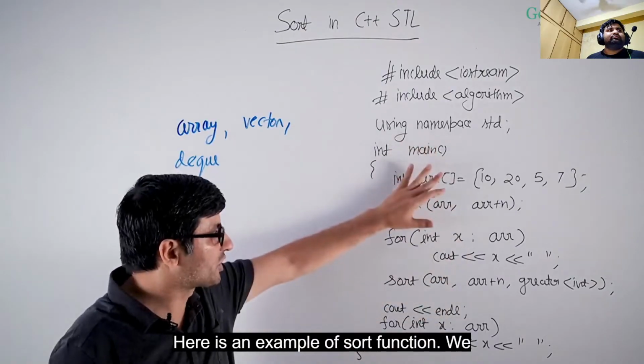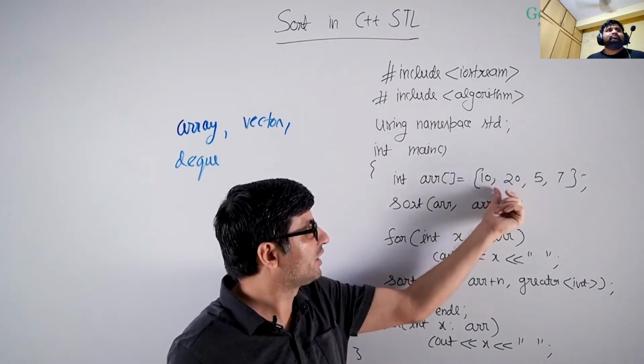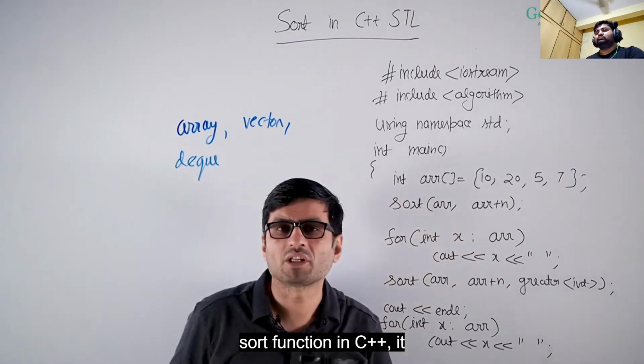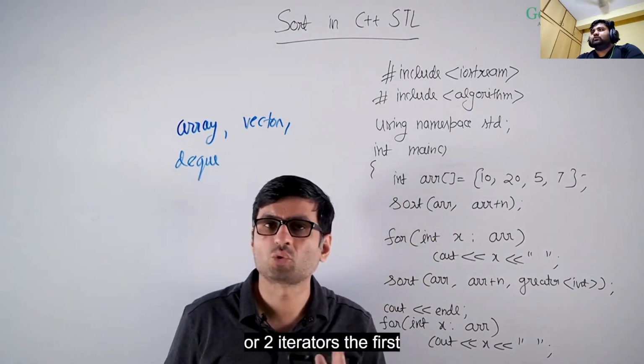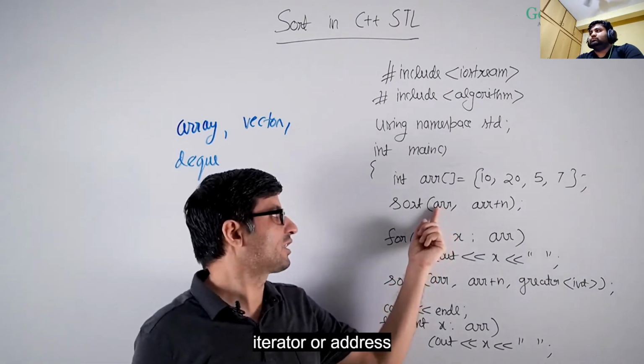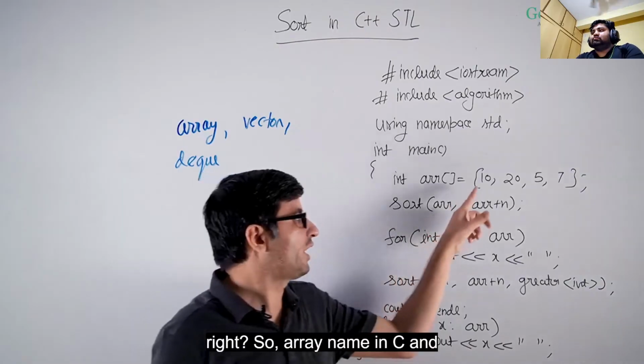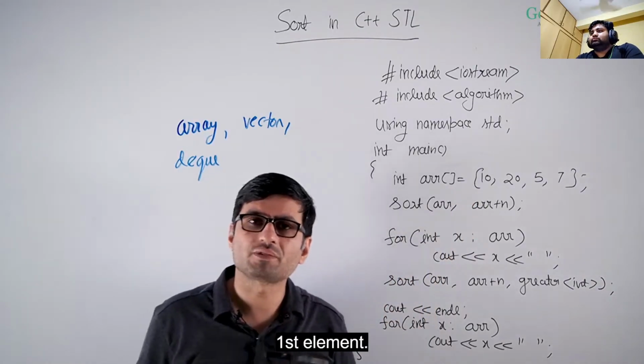Here is an example of the sort function. We have an array with the values 10, 20, 5, 7, and we call the sort function. The sort function in C++ receives two addresses or two iterators. The first iterator or address is the address of the first element. The array name in C++ gives you the address of the first element.